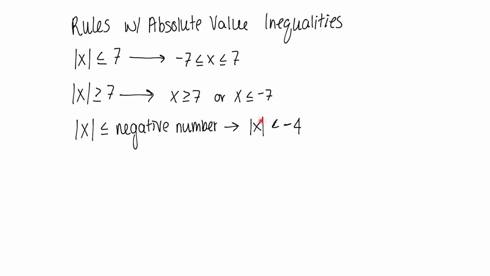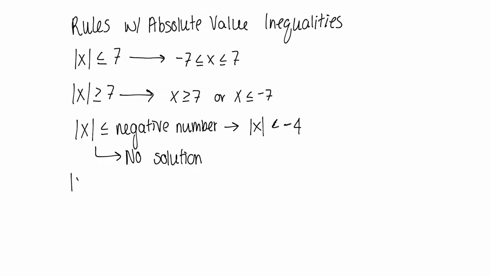Absolute values are going to give you positive numbers only. And if this guy over here is positive, it can't ever be less than a negative. So in the situation where you have an absolute value less than a negative number, this is going to be a no solution situation.